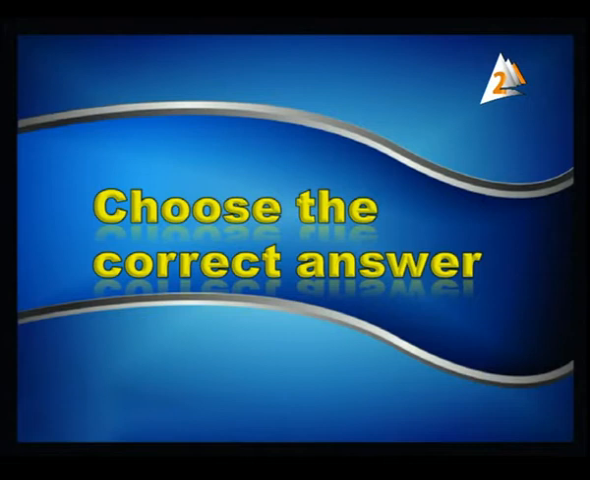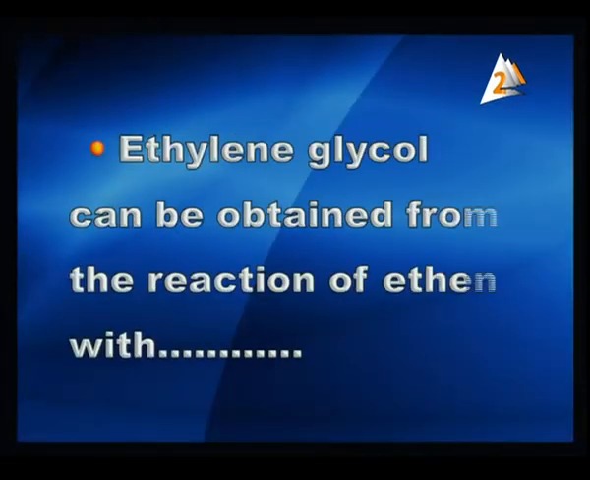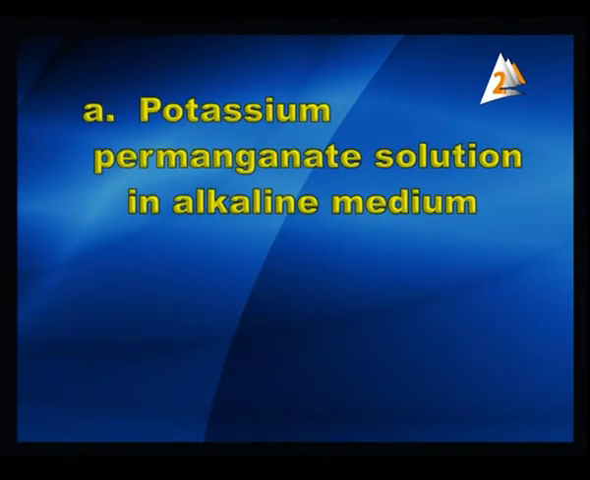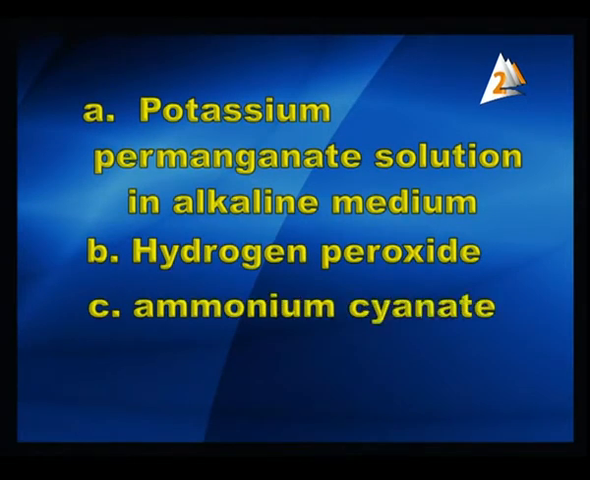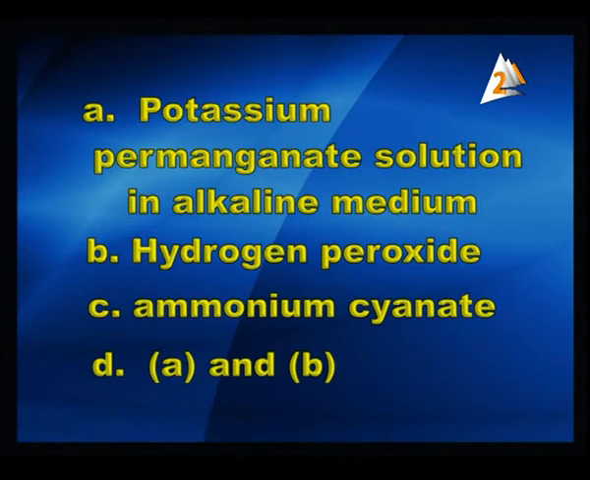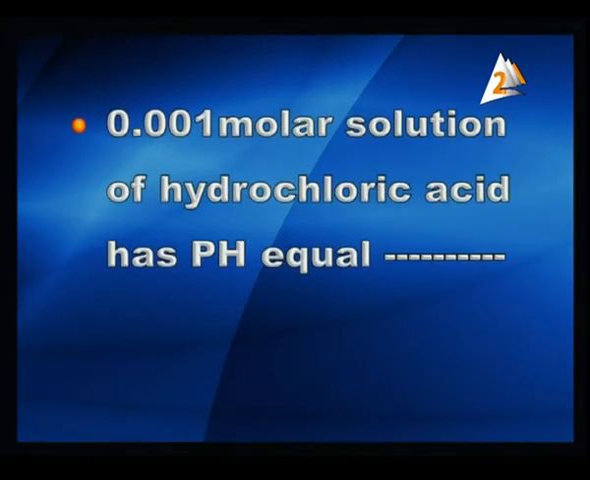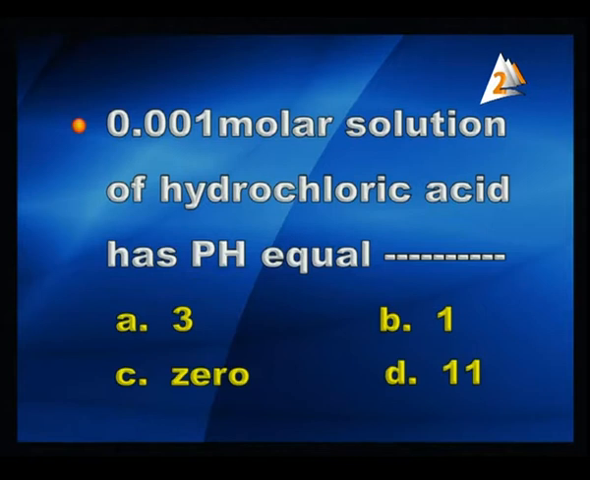The first type of question is choose the correct answer. Ethylene glycol can be obtained from the reaction of ethene with what? Potassium permanganate solution in alkaline medium, or hydrogen peroxide, or ammonium cyanate, or A and B. If you think about the answer, yes, it will be A and B. Next point, 0.001 molar solution of hydrochloric acid has pH equals 3, 1, 0, 11. Yes, the answer will be 3.